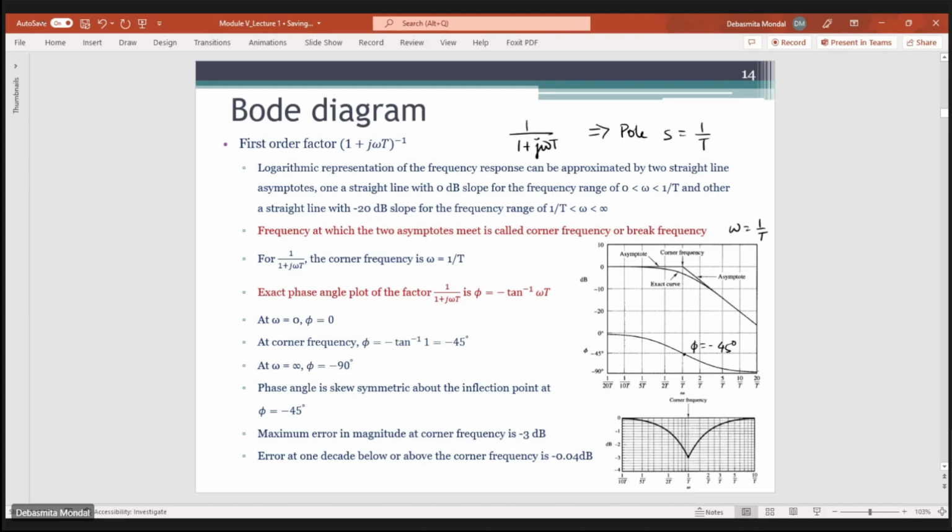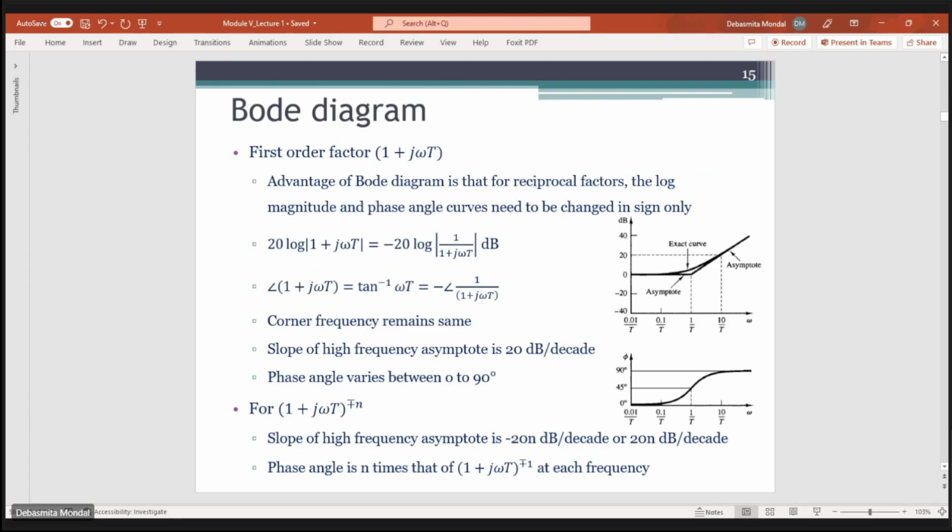So if you draw this, this will be the approximate curve, and this is the exact curve. If you draw the error between the approximate magnitude curve and the actual magnitude curve, you will see that the error curve looks something like this. The error is maximum at the corner frequency, and the maximum error is minus 3 dB. Slowly, as you move away from the corner frequency, the error between the approximated curve and the exact curve reduces and becomes equal to 0.